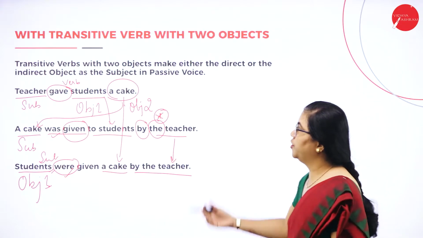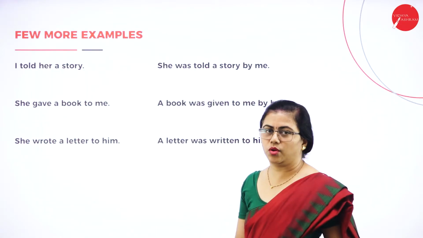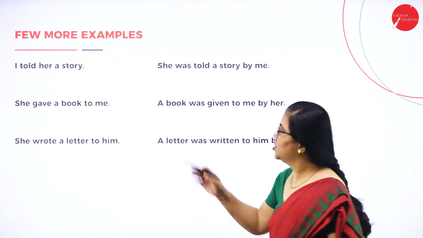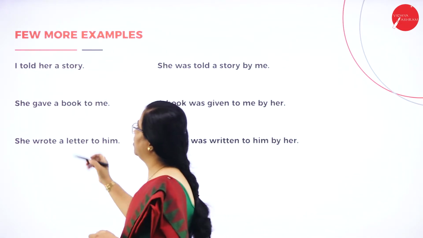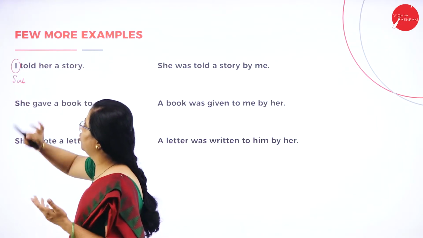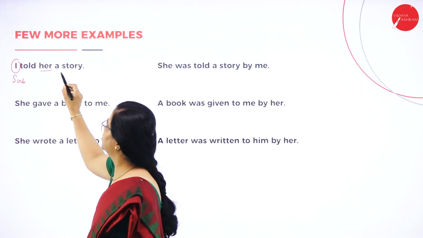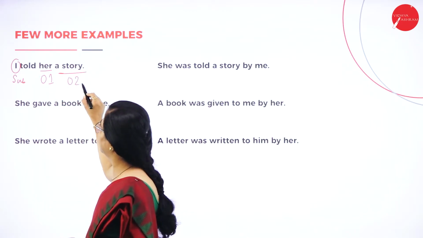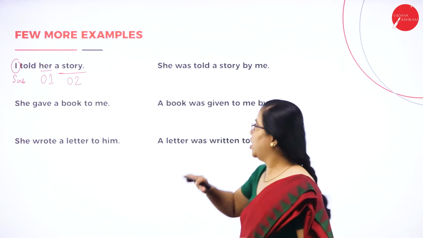Okay. So let's go further now. We'll see a few more examples. More the examples, the concept is clearer. So here, let us begin with this example now. I told her a story. I is the subject. We have two objects here. Her is one, a story is one. This is the first object. This is the second object. So how do you change it?